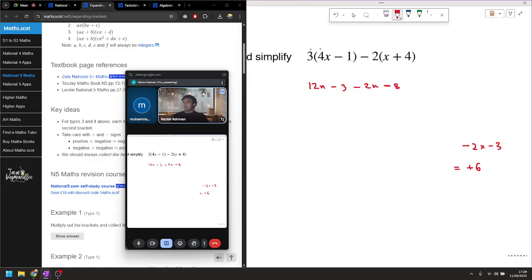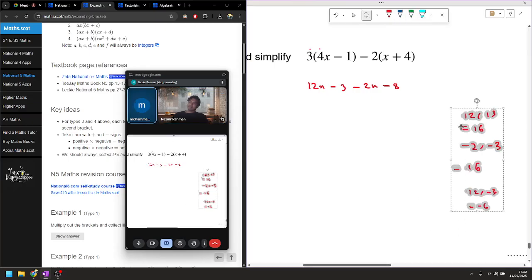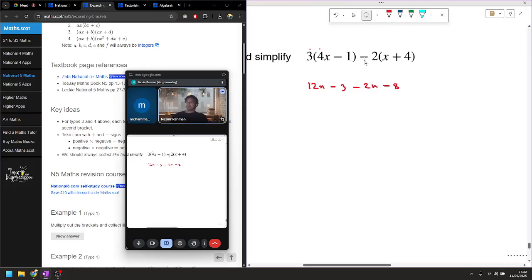Positive 2 times positive 3 is also positive 6. However, positive 2 times negative 3 is negative 6. So if both signs are the same, then the answer is positive. If the signs are different, then the answer is negative. So here we have minus 2 times plus 4. One number is negative, another number is positive, so the answer is negative.